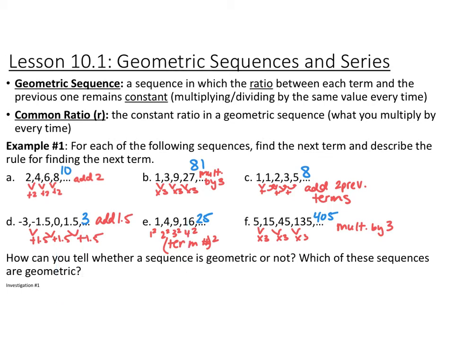Sequence D, you're adding 1.5 every single time, so the next term would be 3. Sequence E, it's whatever the term number is squared: 1 squared, 2 squared, 3 squared, so the next one is going to be 25. And then the last one, you're multiplying by 3 every single time, so the last one is going to be 405.